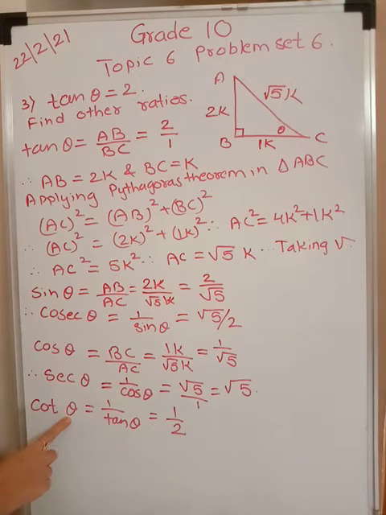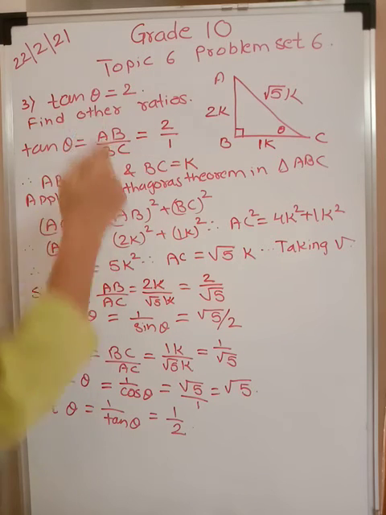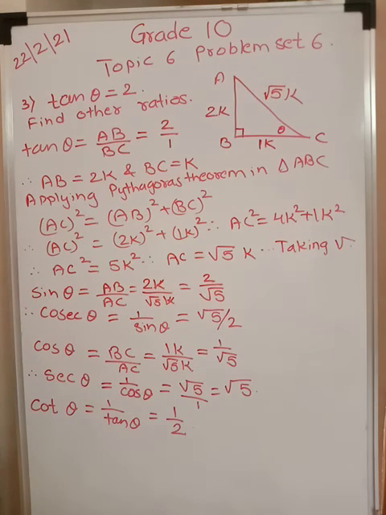Similarly, we have cot theta is 1 upon tan. Reciprocal of tan is cot theta. But tan is given as 2. So reciprocal of 2 will be 1 upon 2. So we have all the ratios. So we have sin theta, cosec theta, cos theta, sec theta and cot theta. I hope it is clear. Only application of Pythagoras theorem, nothing else is there. And you should know the ratios. Okay? Fine.